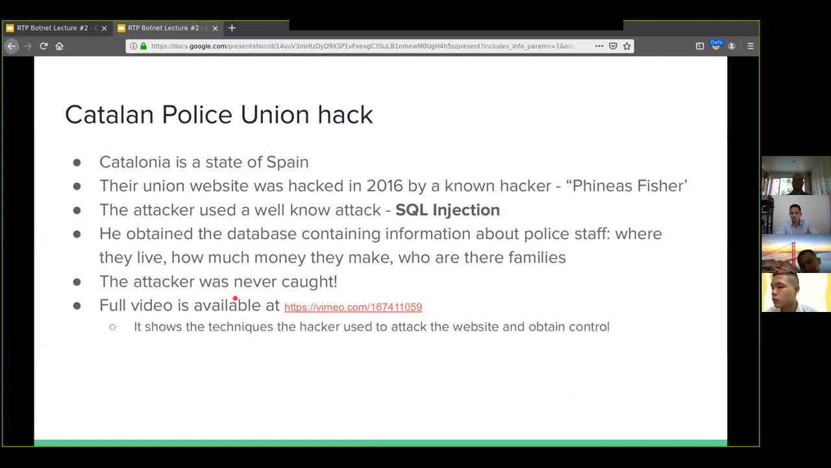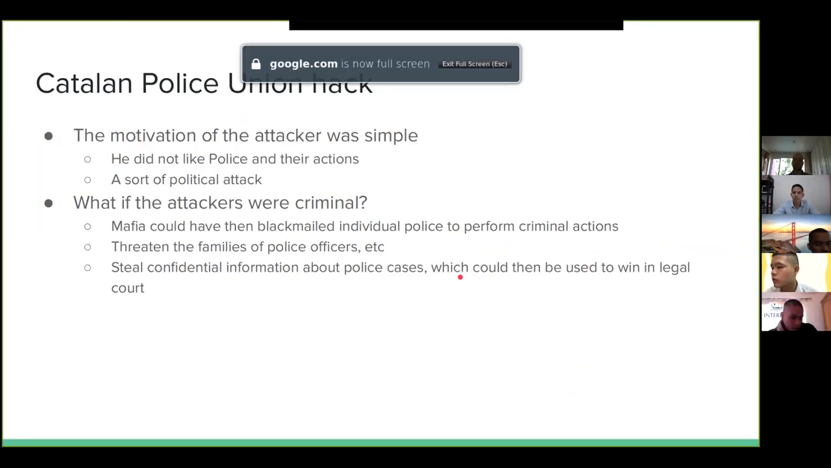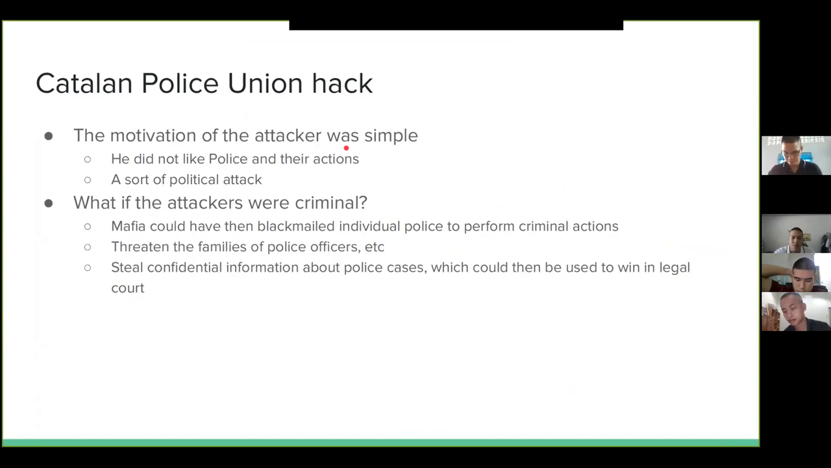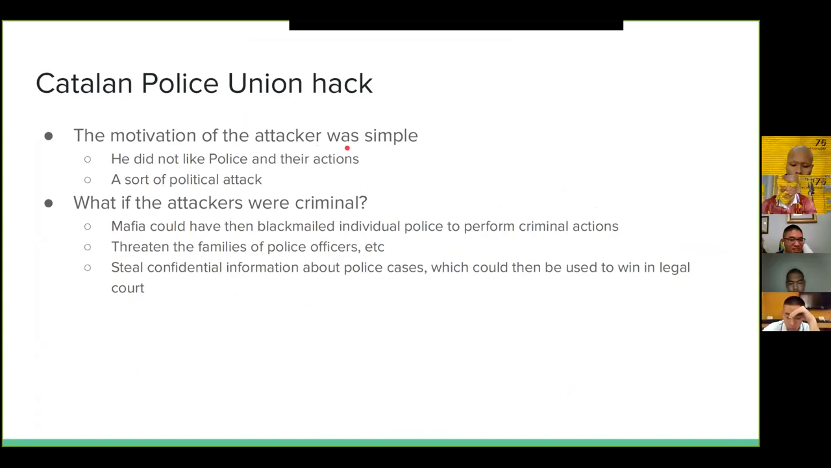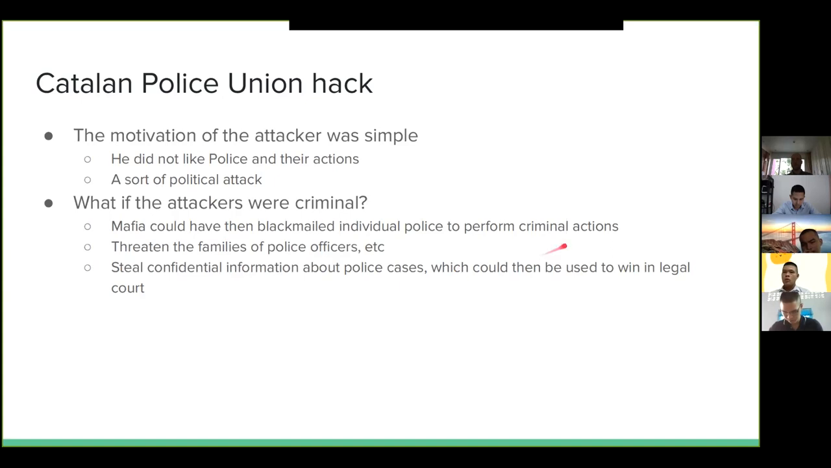So, let's go back to... So why the hacker hacked the police and then take the video? So he did not like police interaction. It was like a political attack. But what if the hacker was criminal? Maybe he's part of mafia. So he could blackmail individual police to perform criminal action. He could threaten the family of police officer. He could steal confidential information about police case and then use to win in legal court.